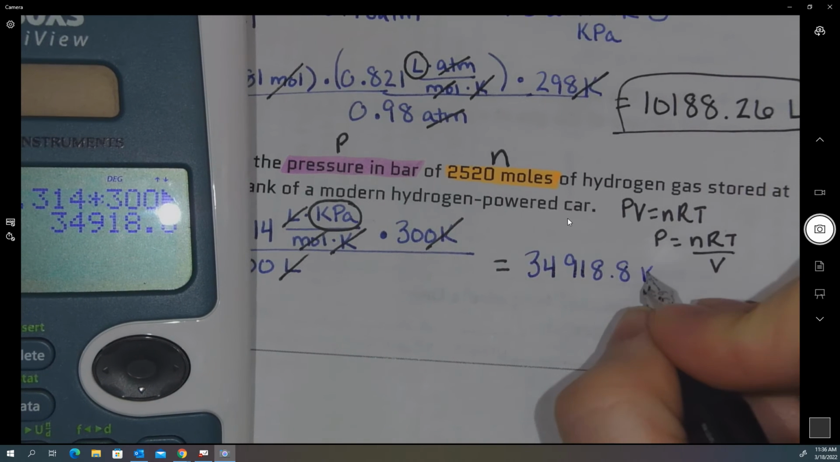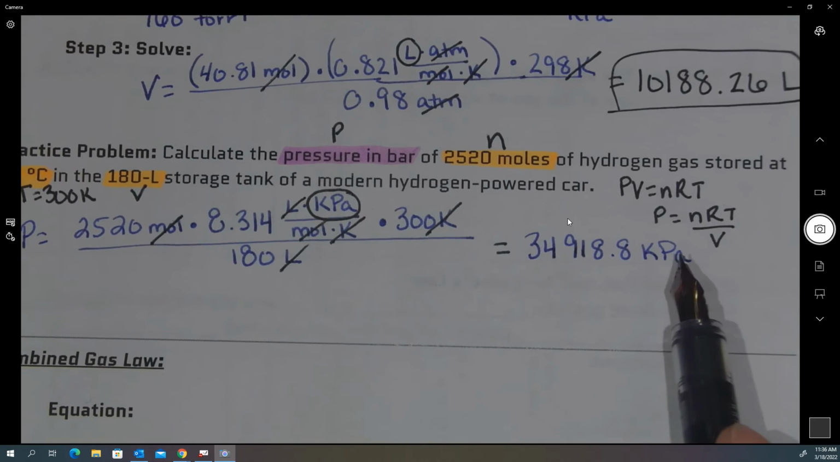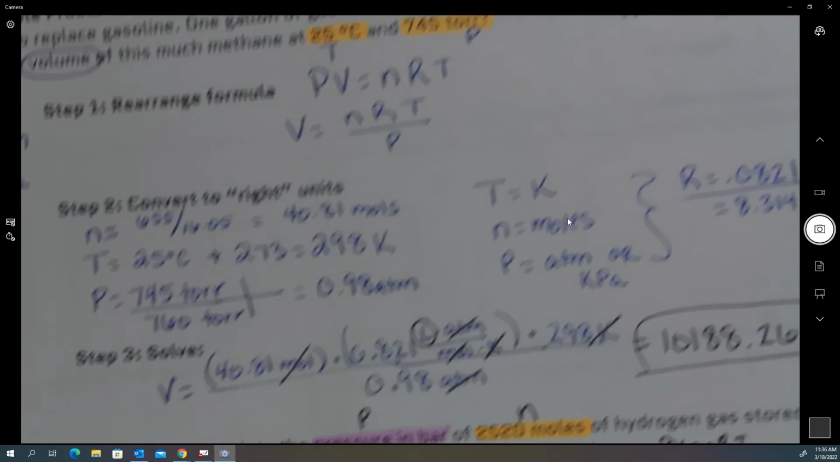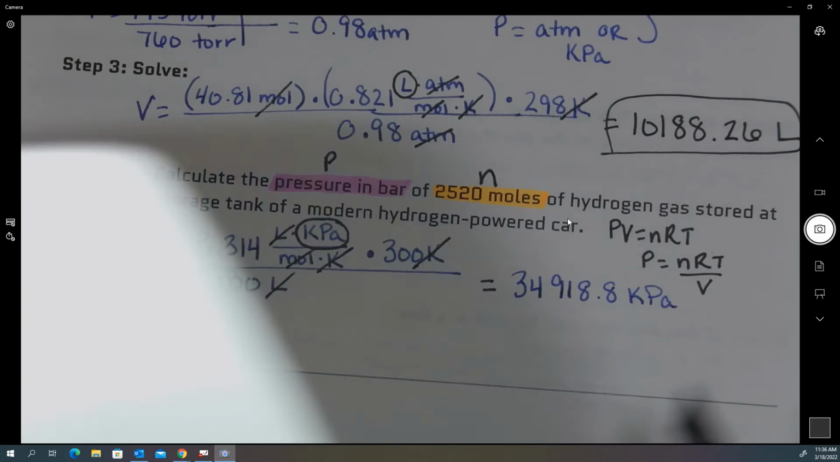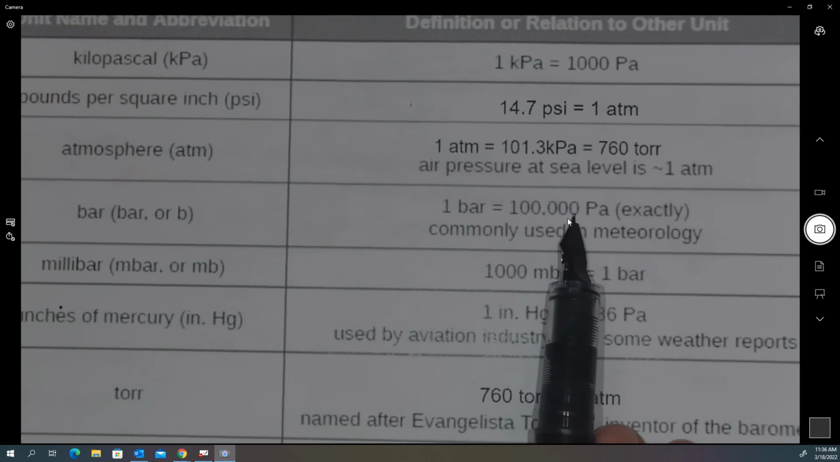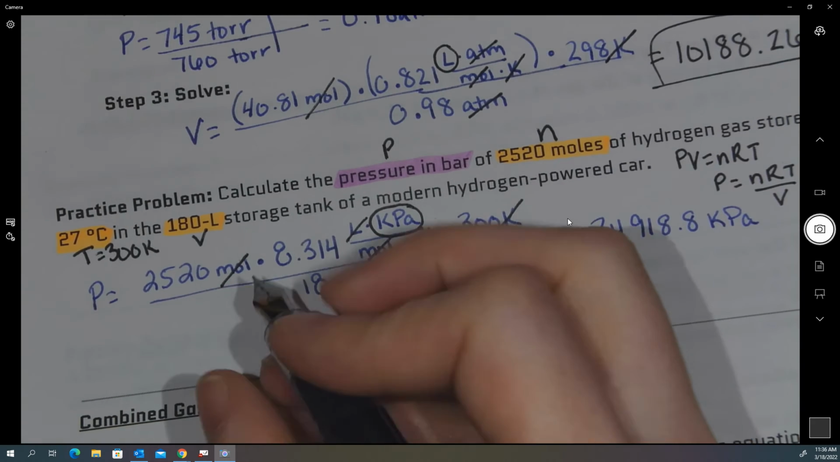34918.8, and the units are kPa. Now the question asks for pressure in bar, so we're going to convert from kPa to bar. We're going to have to use our conversion chart in order to do this. So I'm starting in kPa. To get to bar, I need Pa. So I'm going to convert from kPa to Pa and then Pa to bar. So I'm going to do that little calculation down here.